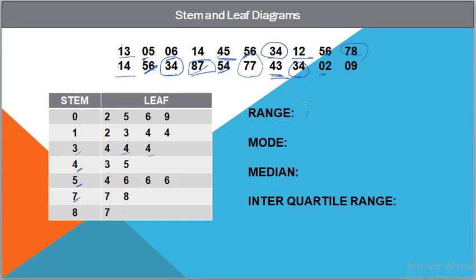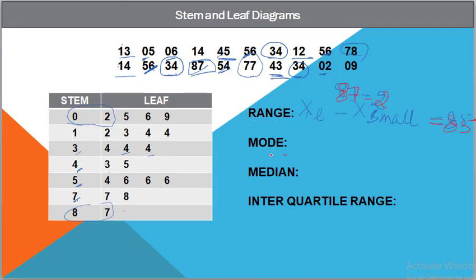So range is actually what? X largest minus x smallest. Okay. So what is the smallest number here? This is the smallest number here, 2. And what is the largest number here? The largest number is 87. So this is 87 minus 2, which is actually 85. So your range is 85.